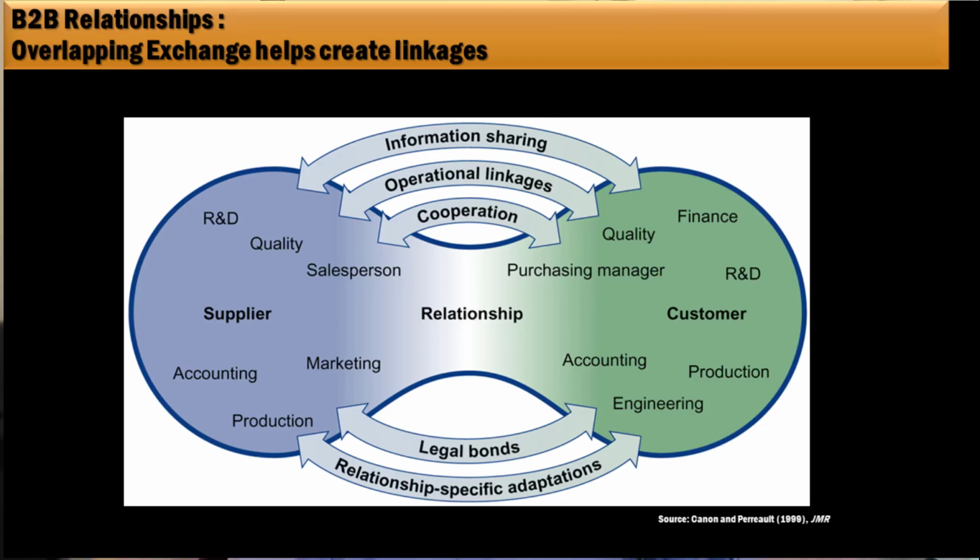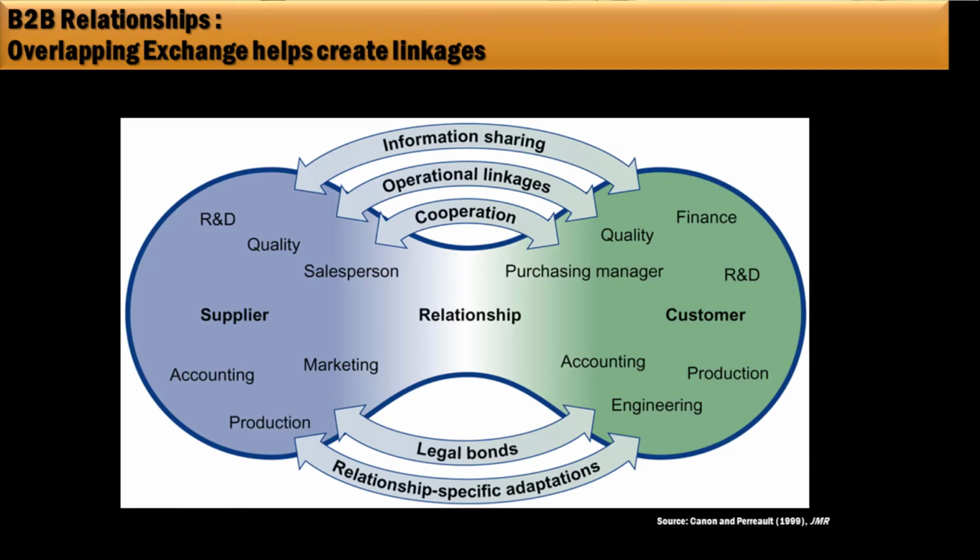This idea is what creates some of those linkages, which is what this slide's getting at. Information linkages, operational linkages, cooperation, legal bonds, relationship-specific adaptations, all these different things that are associated with these relationships, one being the supplier or the seller on the left-hand side of this slide, and on the right-hand side, the customer or the buyer, and the relationship basically being in the middle. So that's the idea of some of the linkages that are created across these B2B relationships.